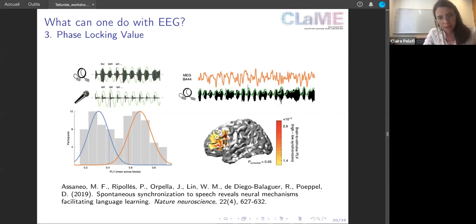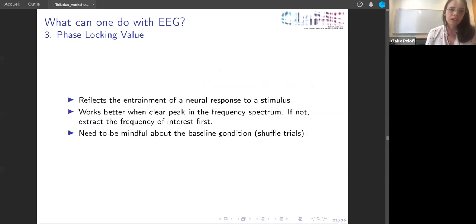Here in the red and yellow, you can see the difference between the two groups and where it was located in the brain. The phase locking value reflects the entrainment of a neural response to a particular stimulus. It tends to work better when there is a clear peak in the frequency spectrum, such as the one you have when you present a regular stimulus. If not, you need to extract the frequency band of interest and then perform the phase analysis. In this case, as always, but especially, you need to be very mindful about the baseline condition and carefully shuffle trials so that you have a good permutation test to test your actual phase locking values against.